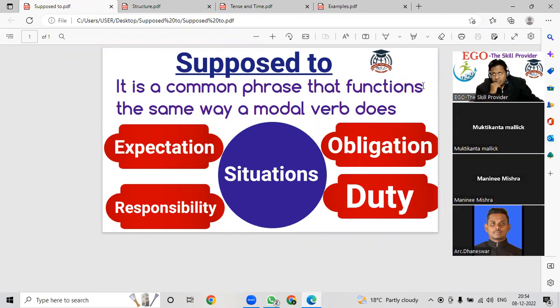Shall I use could? Shall I use should? Can I use can? All the things. That's why there is a common phrase that can replace all these ambiguous modals. Only four situations. You can use it everywhere. I have given you only four situations. In those four situations, you can use supposed to.